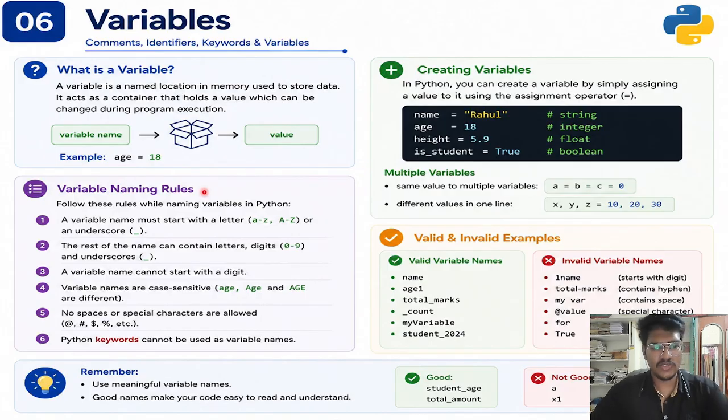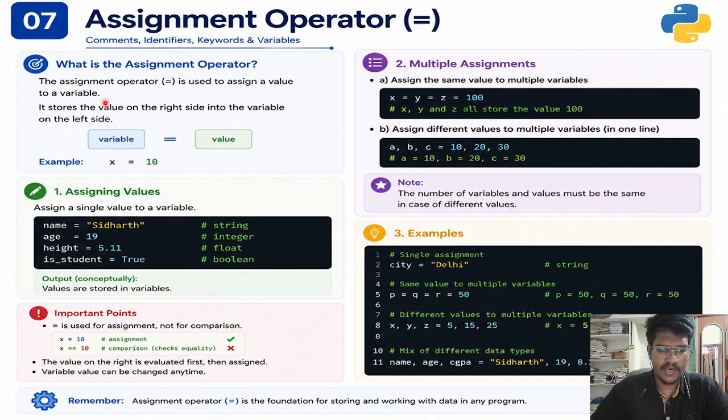Now let's talk about how to put a value inside a variable. That is done with the assignment operator. Now the question comes: what is the assignment operator and what is its use? Okay, so the assignment operator is the equal sign.